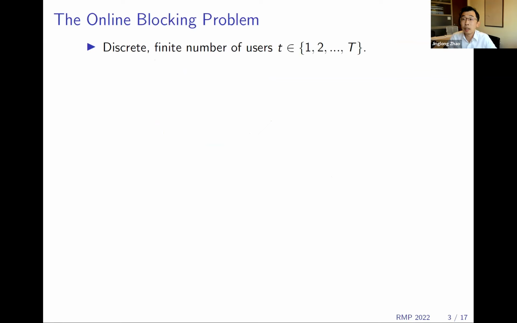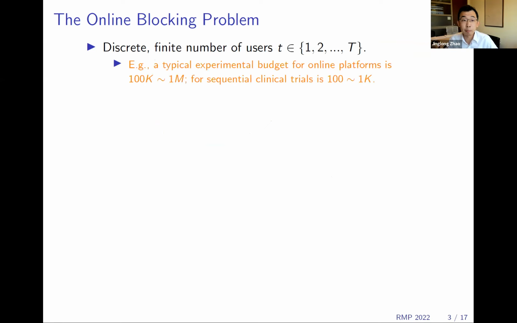So here are a little bit of notations. Let's consider a discrete finite number of users who arrive in a sequential way. Let there be capital T users. Capital T is known to you and fixed at the beginning of the horizon.